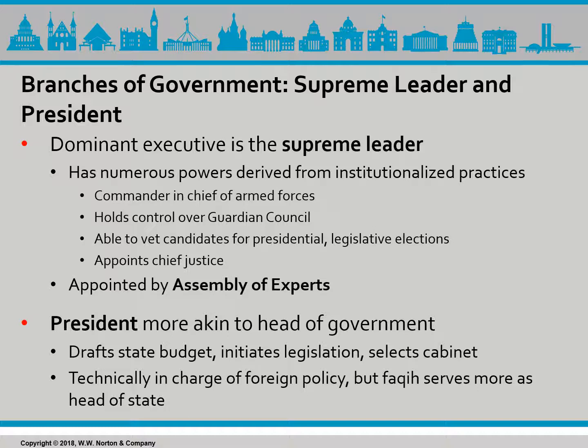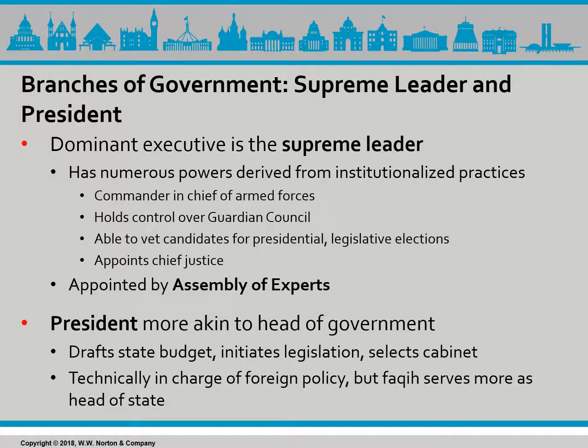Now, the branches of government: we have the supreme leader and the president. The supreme leader is the dominant position of the executive branch. He must be a senior cleric who serves for life. He is the commander-in-chief of the armed forces, and he controls the Guardian Council, which is charged with vetting candidates for legislative and presidential elections. And the position itself is similar to a traditional monarch, so he actually has quite a bit of power.